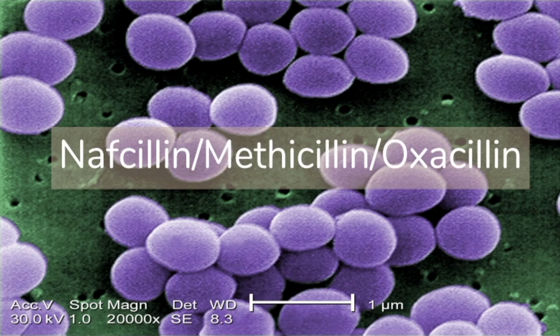So Methicillin is more of a classical antibiotic. We don't really use that anymore. We do, however, use Nafcillin primarily, and some institutions use Oxacillin. So this is a picture of Staphylococcus aureus. It's kind of this grape-like structure. It's round. And so Staph aureus, or MSSA, methicillin-sensitive Staphylococcus aureus, is going to be the primary bacteria that you're going to use these medications for.